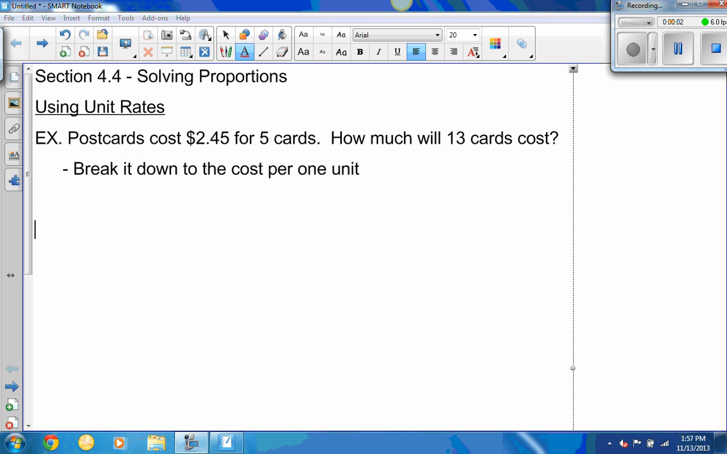Howdy ho, 7th graders. Your video is on section 4.4 out of the book, which is on solving proportions. There are 3 different ways that we're going to talk about to be able to solve these.